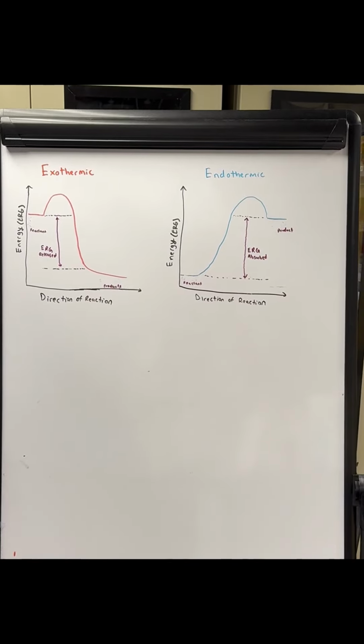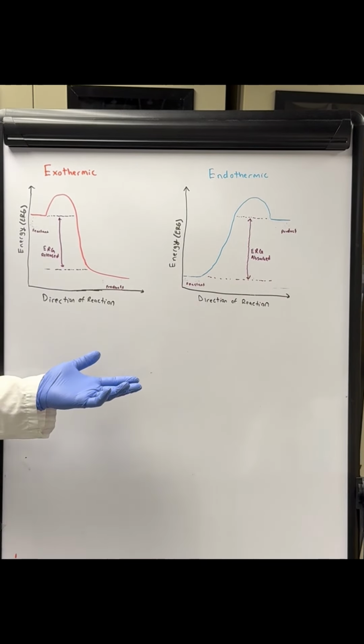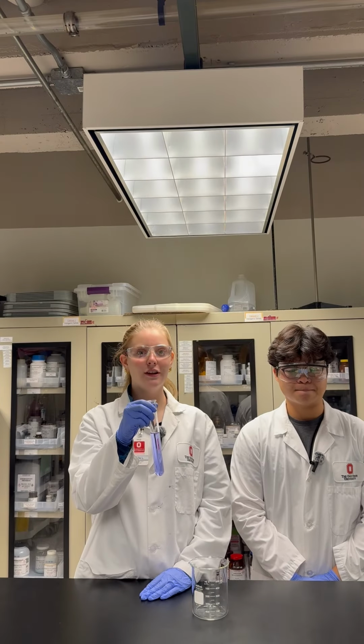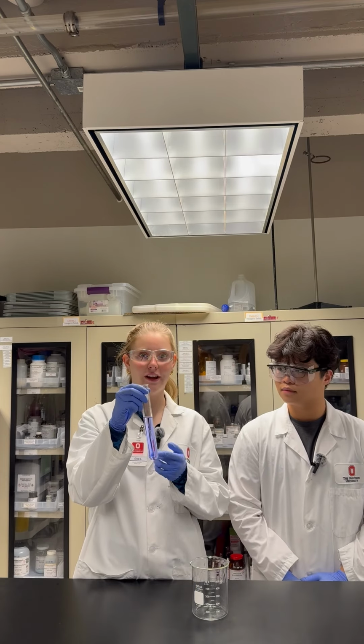In this demo, the forward reduction reaction requires energy input in the form of light. With me here, I have a solution with thionine, sulfuric acid, and iron(II) sulfate. It's a pretty purple color because of the thionine.